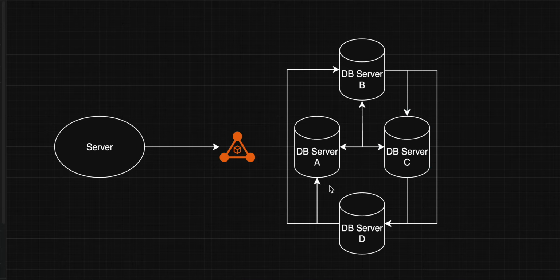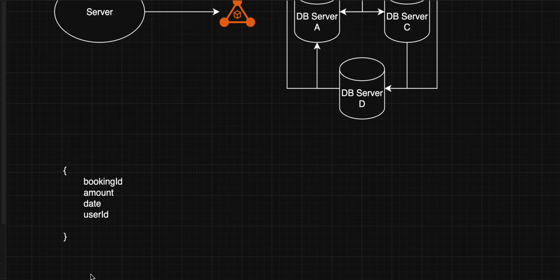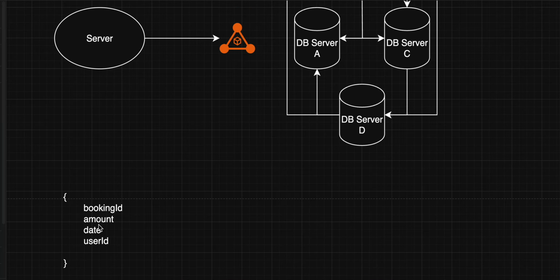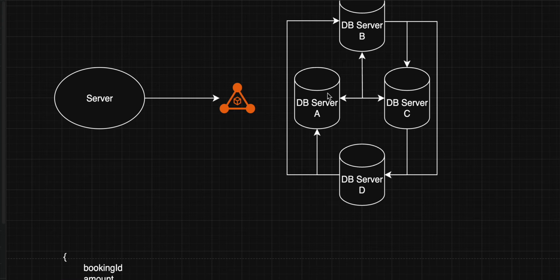So in these kinds of cases, let's suppose this is our NoSQL document where we have booking ID, amount, date, and user ID of the user who has done that booking. Let's suppose we set the partitioning key as user ID. So whenever a write comes, the load balancer will pick this user ID value and see at which partition I will have to write.